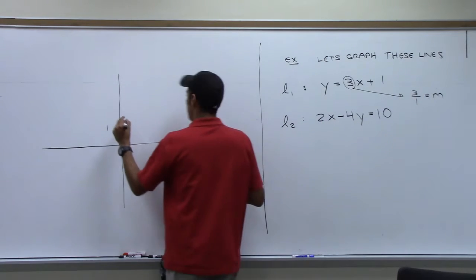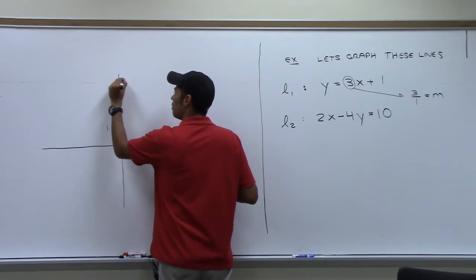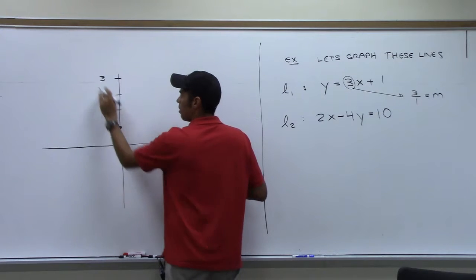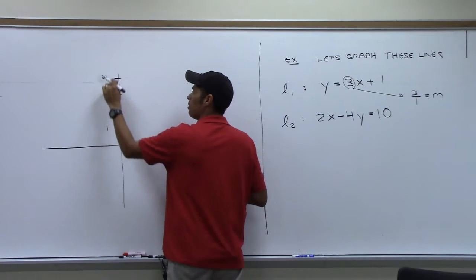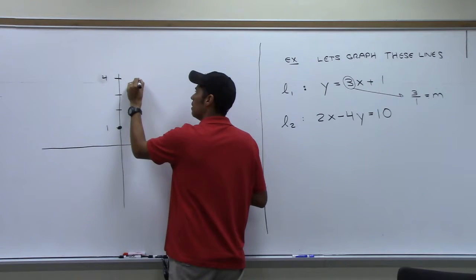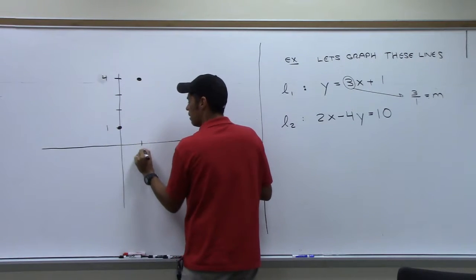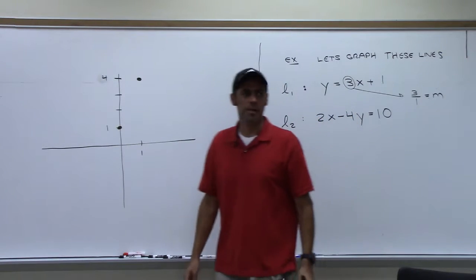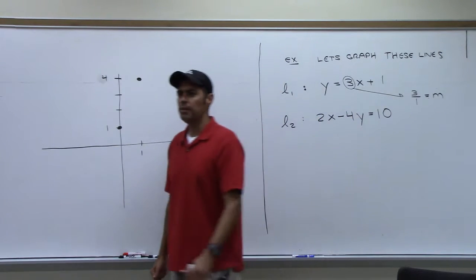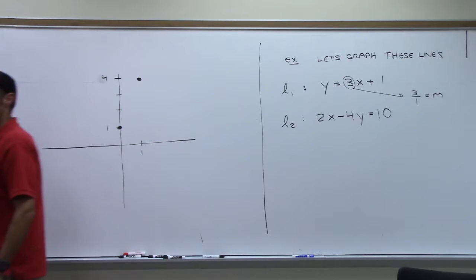So I'm going to go up 3. 1, 2, 3. Sorry, that's not 3. What is it? That's 4, because I was at 1. 1, 2, 3, and then over 1. There, right? And then I can draw my straight line. There's my stick. Do y'all see it around here? Oh, there it is.